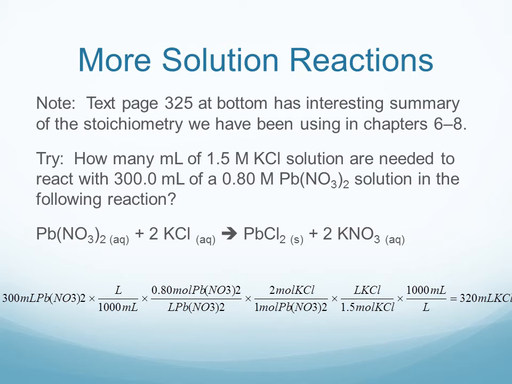Then you use the coefficients to convert to moles of potassium chloride, because there are 2 moles of potassium chloride per mole of lead nitrate. And then you would divide by the concentration, 1.5 moles per liter of potassium chloride, to get the liters of potassium chloride that you need. And since the problem specifically asks for milliliters, you would need the final conversion factor to convert it to 320 milliliters of your potassium chloride solution needed to do that reaction.